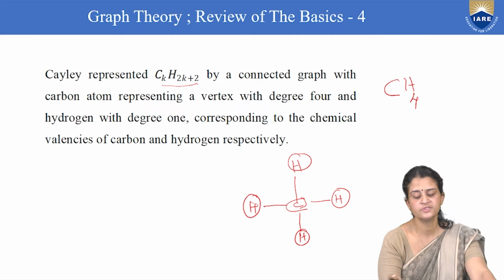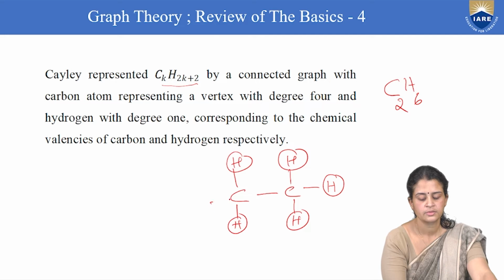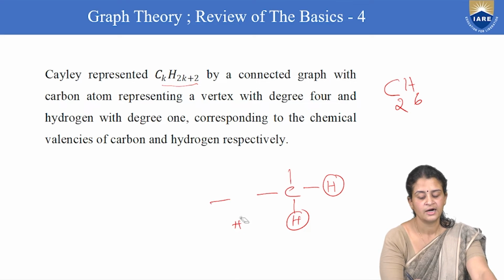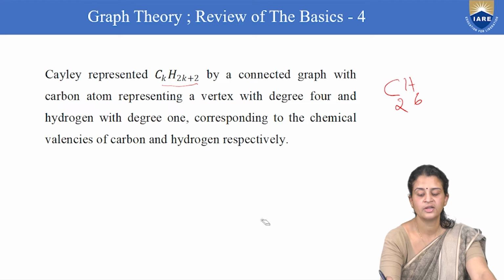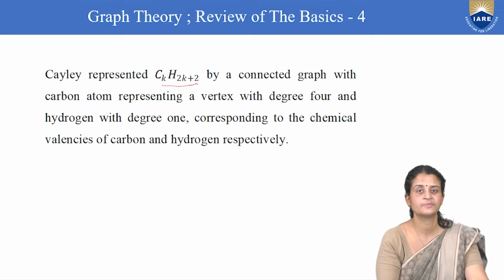What happens if it is C2? Then C2H2k+2, which means 2 into 2 plus 2, that is 6, right? C2H6. How to represent that? 2 carbon atoms are represented like this, and 6 hydrogen atoms coming here. Hydrogen, here hydrogen, here also another hydrogen. 6 hydrogens. I hope now you might have got some idea regarding trees and graphs, how it is going to be. Yes, this represents a tree. How does it come? Let's see.